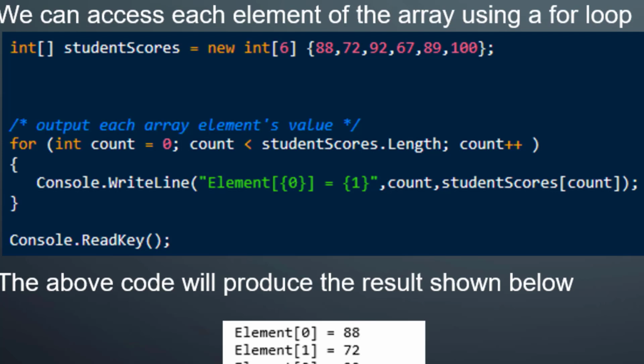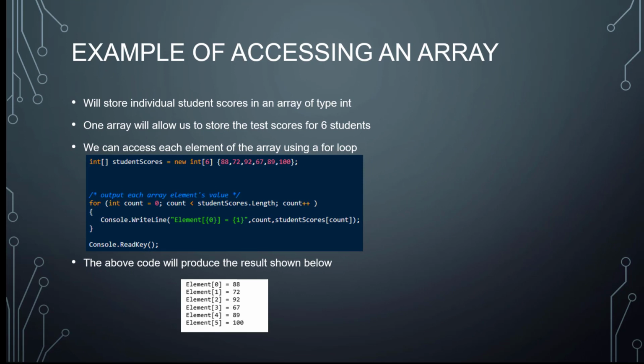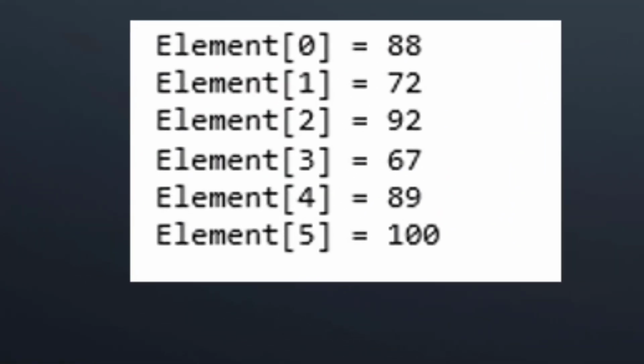So remember, count is going to start off at 0. The very first time that we come through here, we're going to write to the screen "element[0] =", because count equals 0, and then we're going to get the value from studentScores at element 0, or index 0, which will be the first element of the array, which will be 88. So the above code will produce the result you see shown below if you were to run that code.